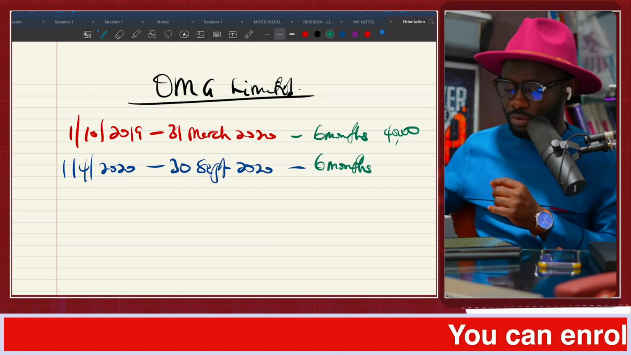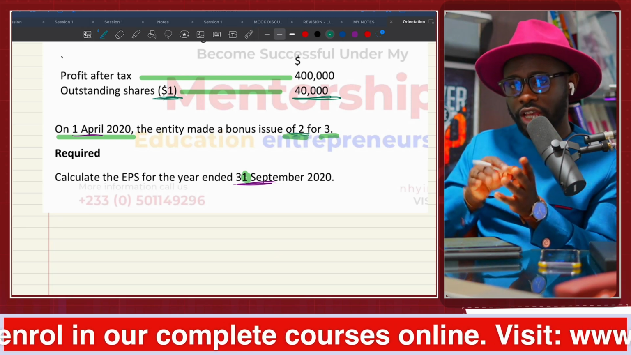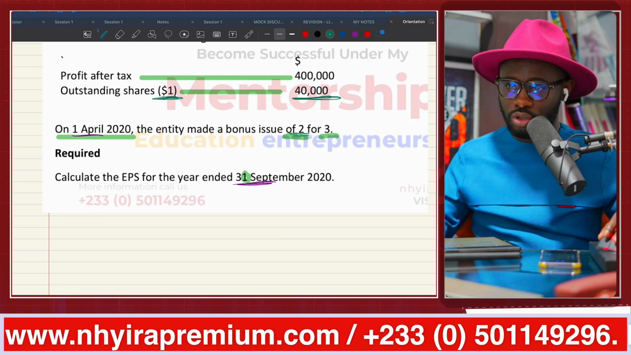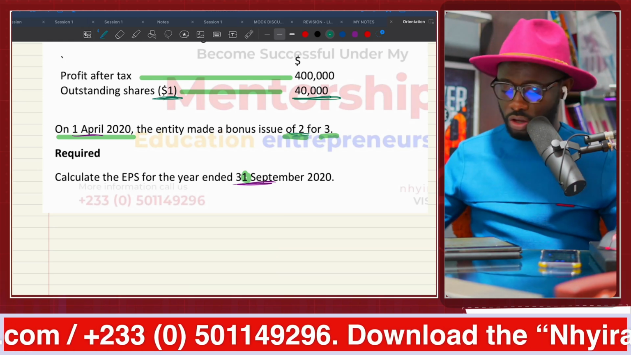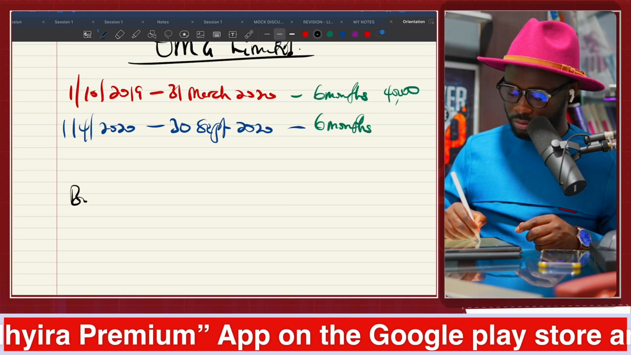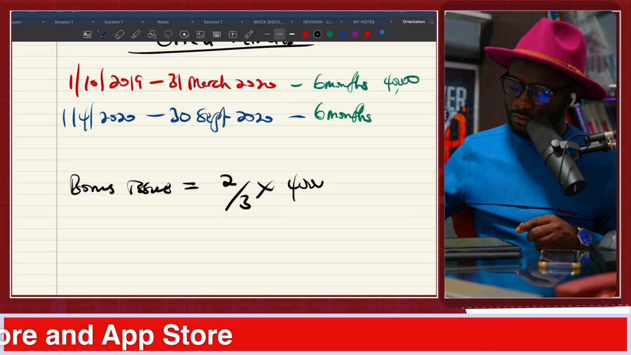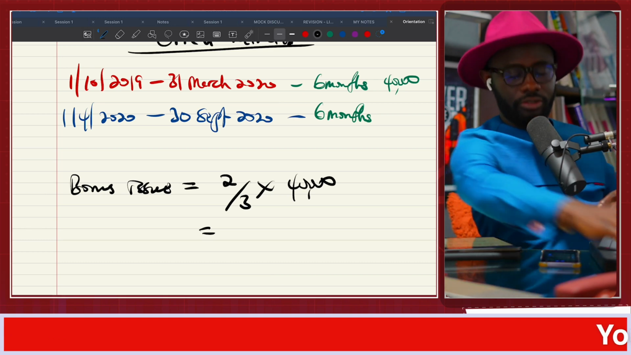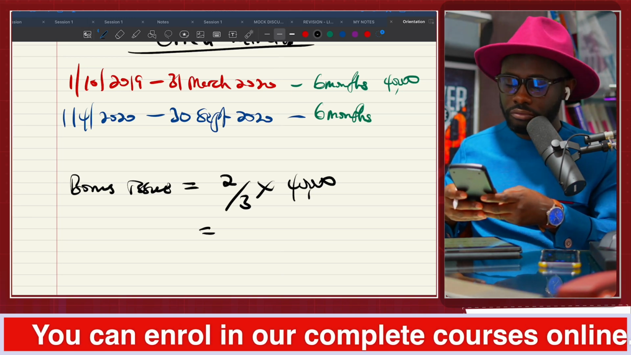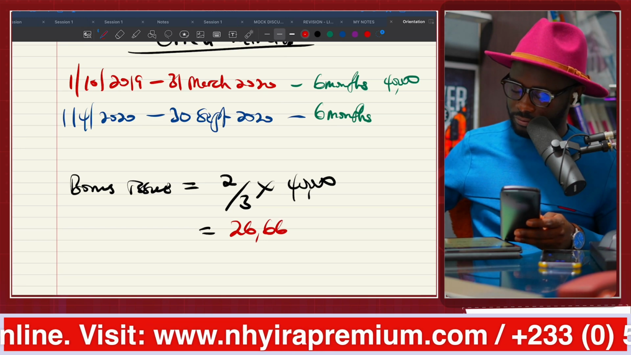Now, how many shares will be coming? Stay with me. They said they did a right issue of 2 for 3. So we give you 2 new shares for every 3 that you are already having as a shareholder. All right? So what does that mean? So bonus issue, it's going to be 2/3 times the number of shares outstanding, 40,000. So we punch that out. What do we have? 2/3 by 40,000. And I'm getting 26,667.